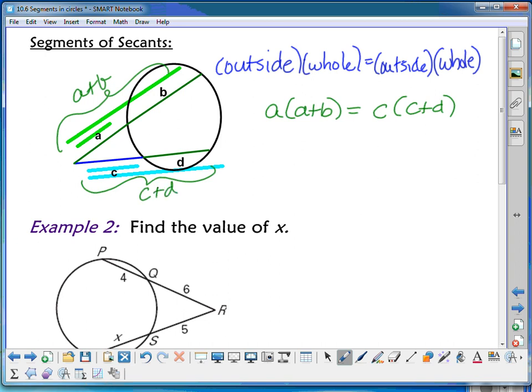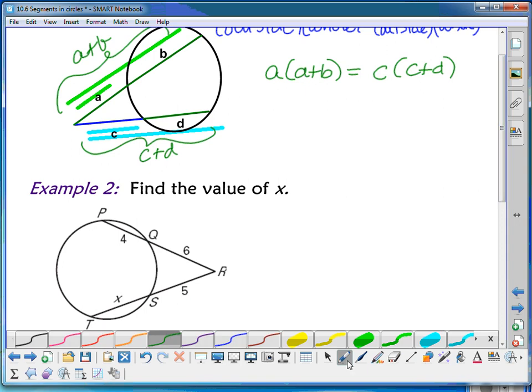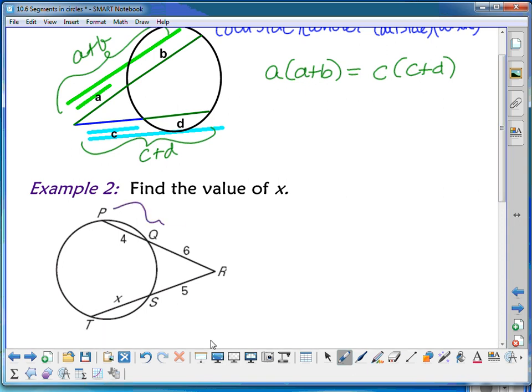So if I look at example 2, again, I've got the outside times the whole thing equals the outside times the whole thing. First of all, you want to remember to check and see what is the whole thing. So 4 plus 6, that whole thing is 10. And over here, I don't know what x is, but the whole thing is going to be x plus 5.